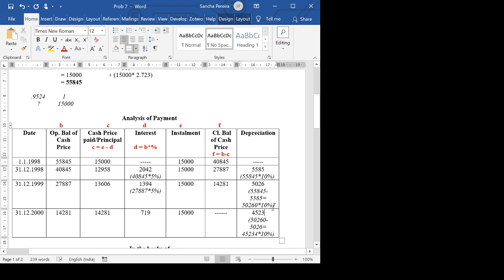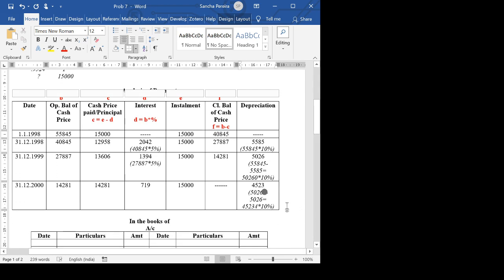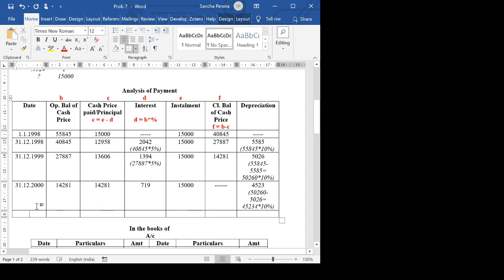I'll show a simpler way of calculating depreciation instead of doing this here. I'll show you a simpler way of doing it in the account itself. Then you all check which one you prefer. I feel it's easier to do it in the account, but you all check what you prefer and then do it accordingly. Okay, so now we need to total this. If you total this one, you're going to get 55,845. You can total and check.